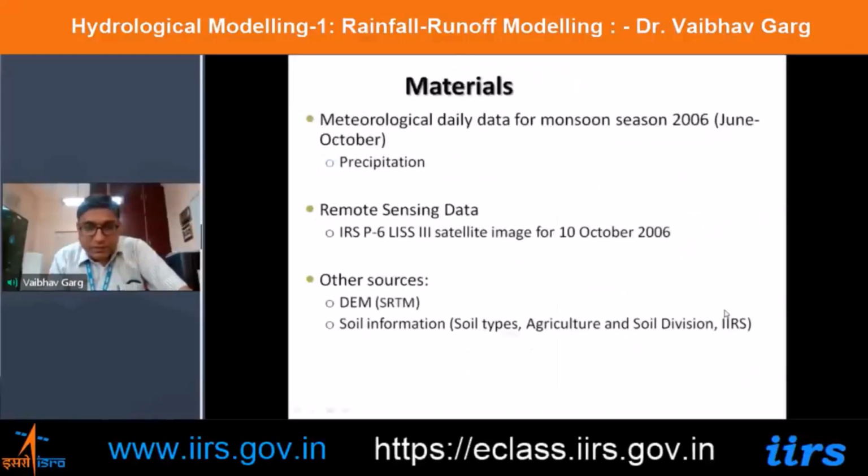We have used the meteorological data for the monsoon season of 2006 from the AWS installed by IIRS itself. For the land use land cover mapping, we have used the Indian Remote Sensing Resourcesat-1 P6 LISS-3 satellite image of 10th October 2006. We have used the SRTM DEM for the topography or the slope. And for soil information, we have taken the soil types from the Agriculture and Soil Department of IIRS.